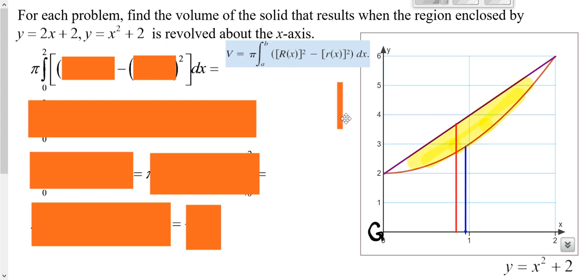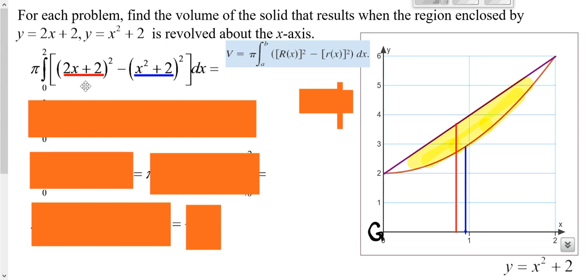Then we have to do our outer radius. So we've got to go from our function down to our axis of revolution. That's our bigger radius. So it's basically just your line minus 0. Then your inner radius, which would be the blue, that would be for the hole, the part that's not shaded, which is the bottom of your parabola down to your axis. So it would be your parabola minus 0 all squared.